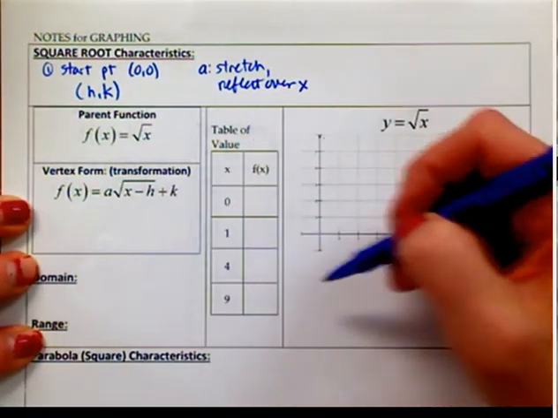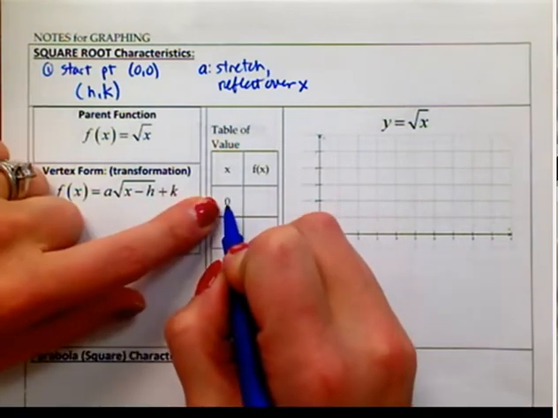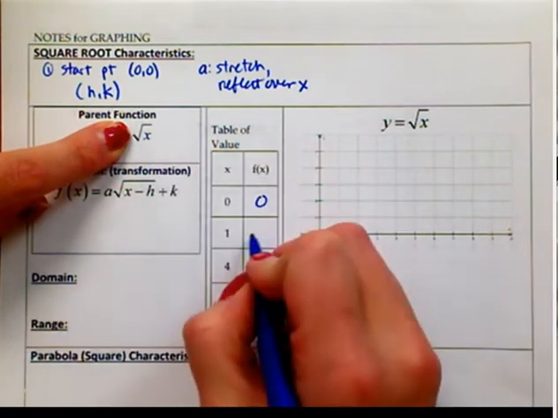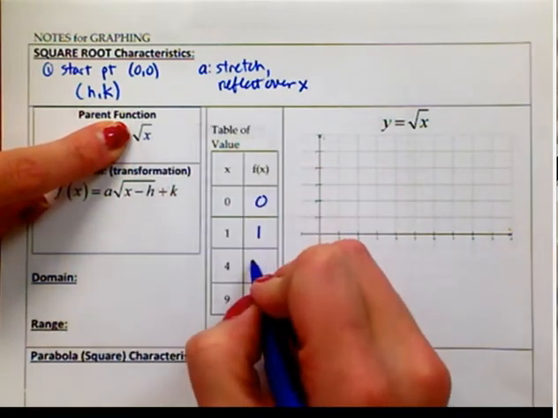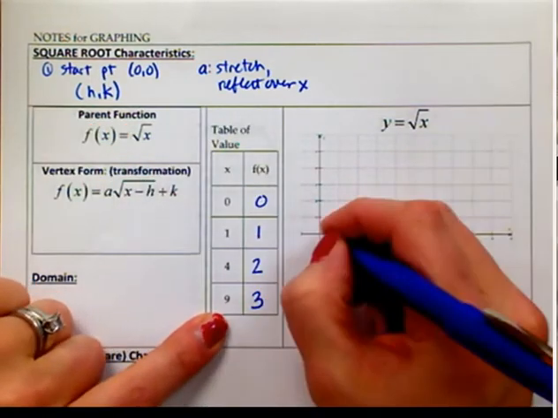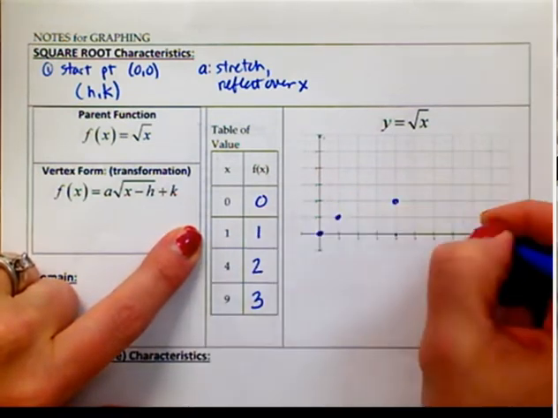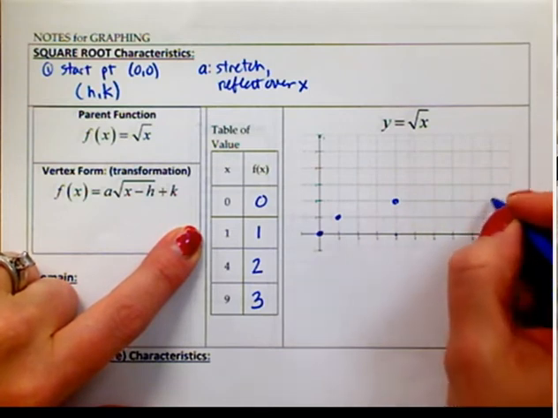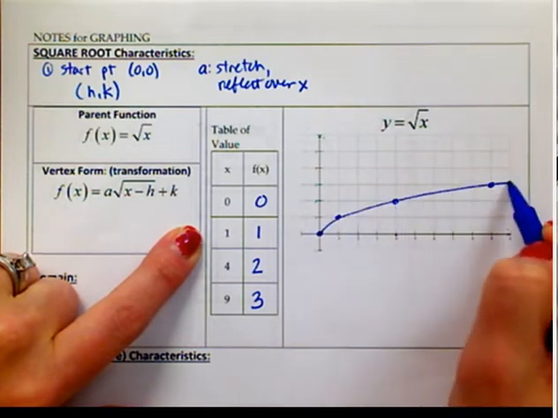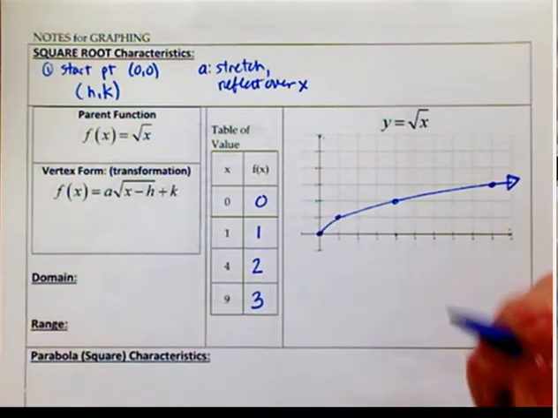After we graph the initial function, we'll put up a few more characteristics. So let's go ahead and fill out the table. Plug in 0. Square root of 0 is 0. Square root of 1 is 1. Square root of 4 is 2. Square root of 9 is 3. And then plot the points on the graph here. Okay? And then connect this in a smooth, curved line. This point right here is the starting point, and that is an end point.